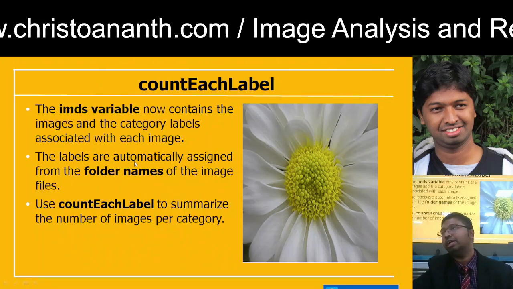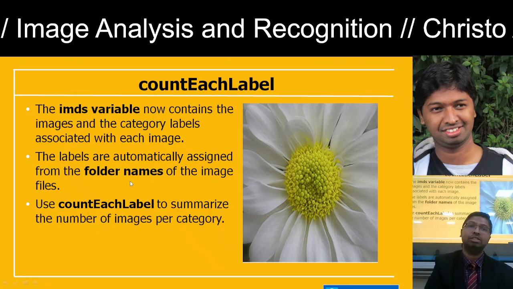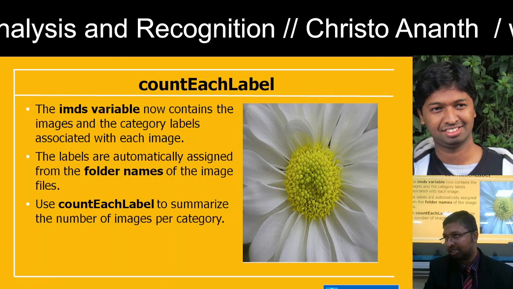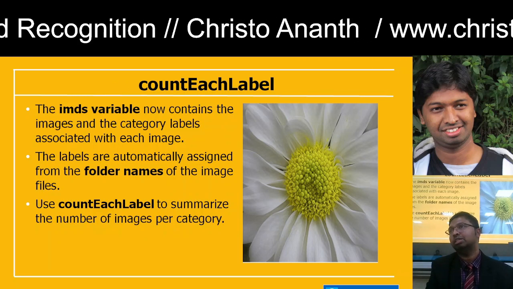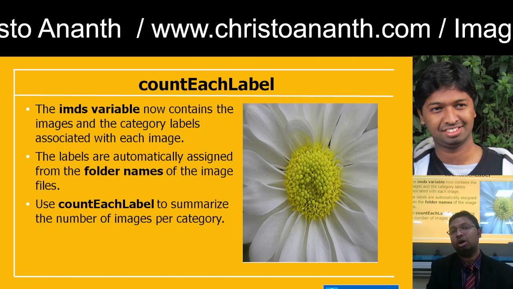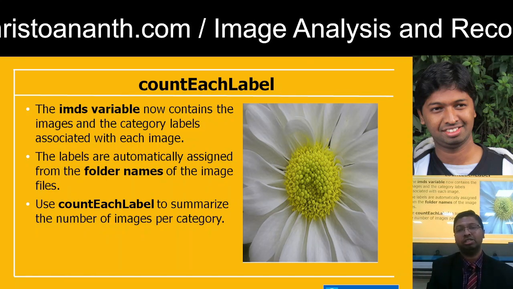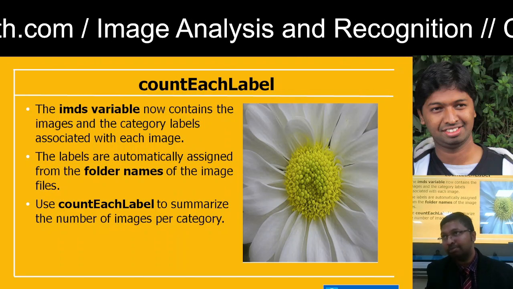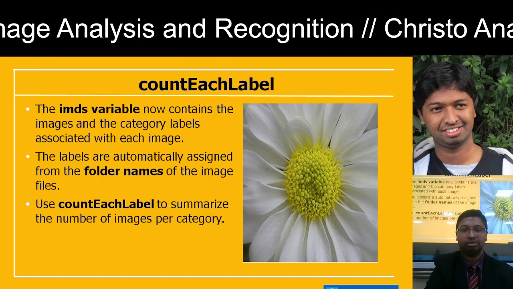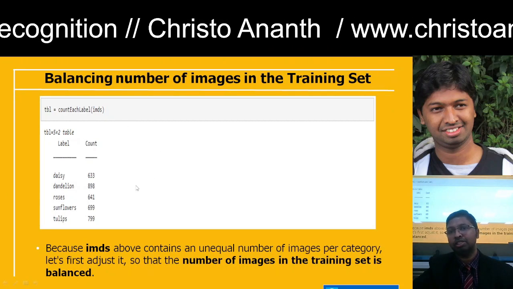You can also count each label. The imds variable contains the images as well as the label for each image, and counting each label will show how many images there are per category. Next, you have to balance the number of images in the training set.